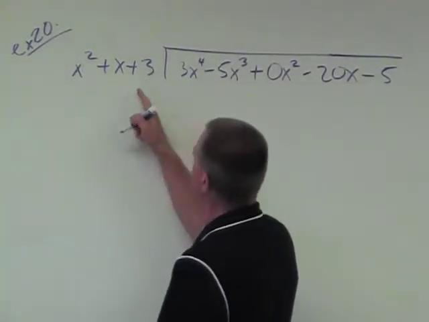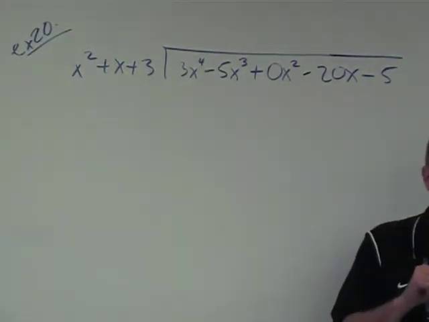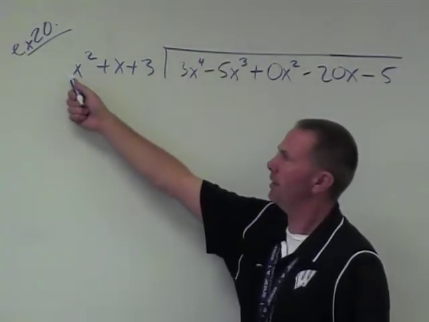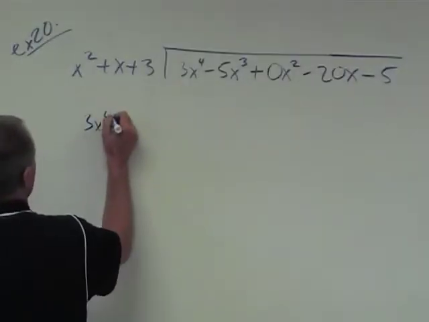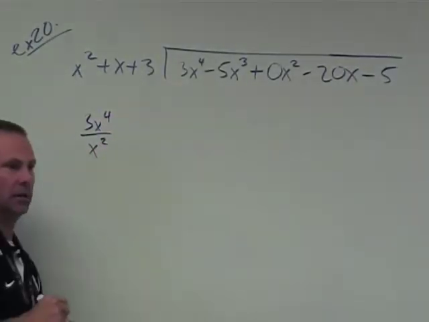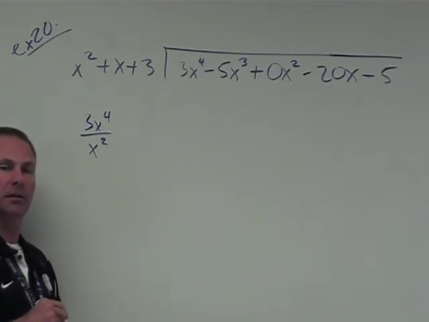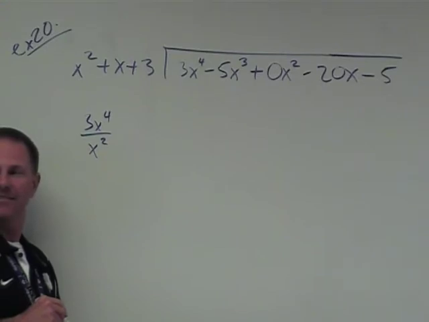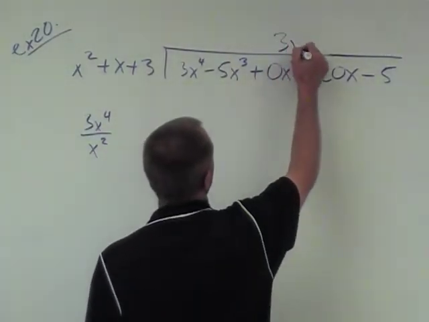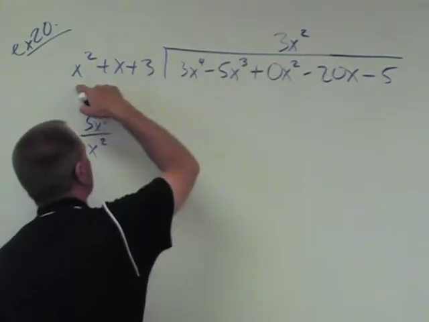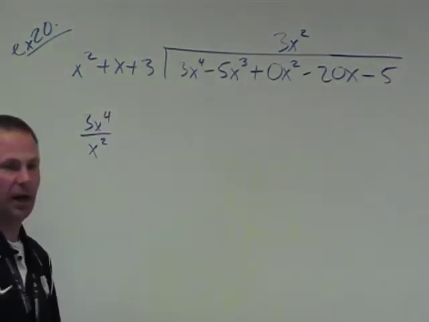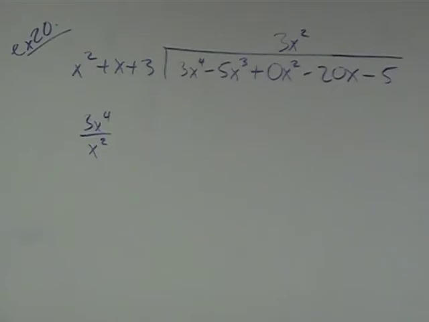Alright, now you start this problem. If you forgot, what do I multiply by x squared to get 3x to the fourth? Or take 3x to the fourth divided by x squared. What do you get? 3x squared. That's what goes right here. Now take that and multiply it, distribute it through here, and subtract. Distribute the 3x squared and subtract.